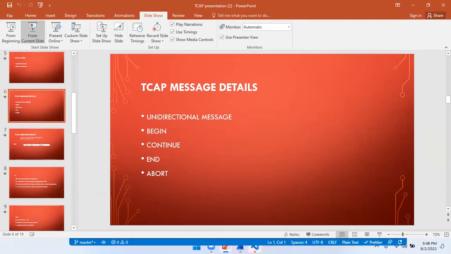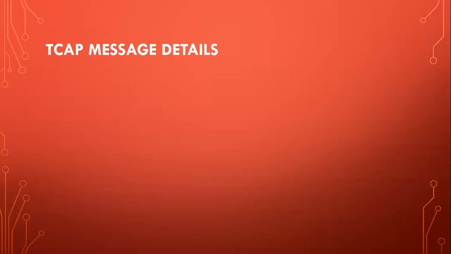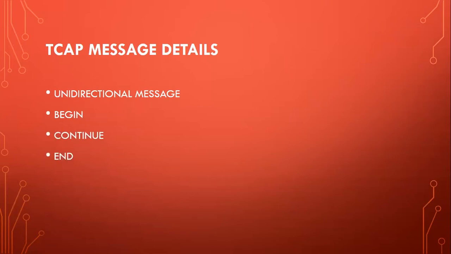Beginning with unidirectional, a unidirectional message is used to handle unstructured dialogue, where two entities exchange mutually independent information. Then you have the begin. The begin is used to start dialog messages. We have continue. Continue is used to continue a structured dialogue, as the name suggests. And then we have end, which is used to end a structured dialogue.